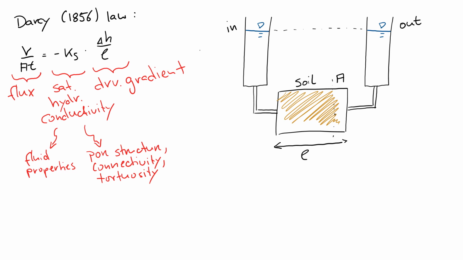Now what happens if we drop the water level in one of the reservoirs? So now we have a driving gradient, delta H, between the inflow and the outflow side, which would create a flow of water in this direction. And remember, the flow always happens from areas of high potential to low potential. So in this example, from the inflow to the outflow side.